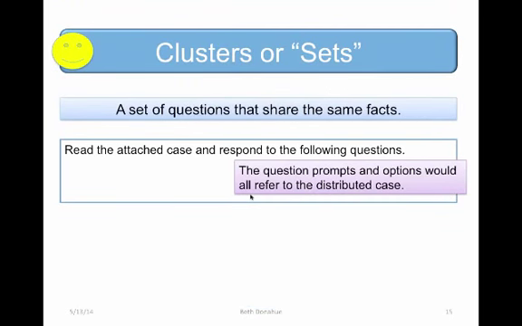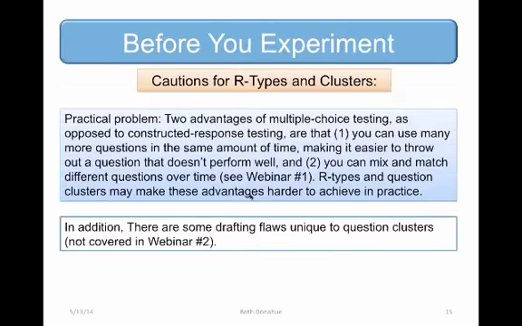Clusters or item sets refer to a set of questions that share the same facts. So instead of sharing the same prompt and options, now you've got a group of questions sharing the same fact patterns. You can imagine distributing a case to your students with the instructions to read the case and then respond to a number of questions about that same case.